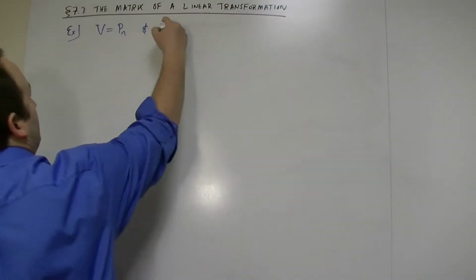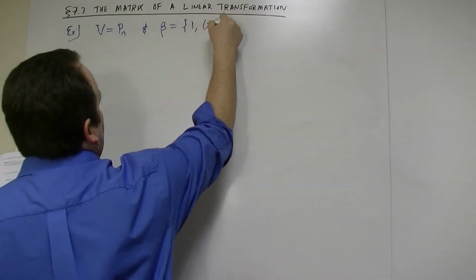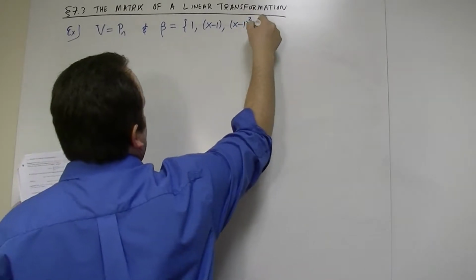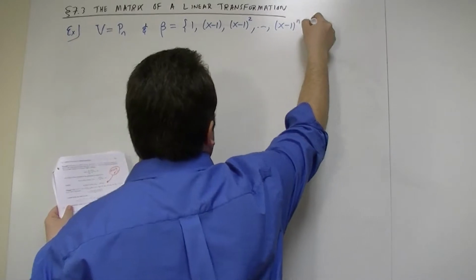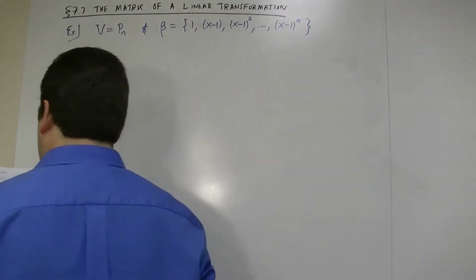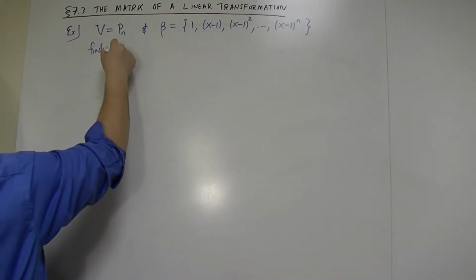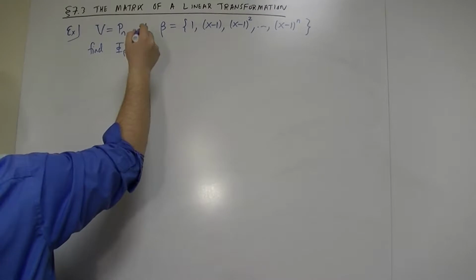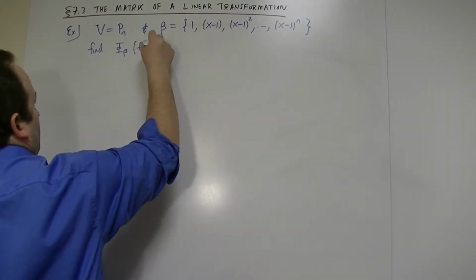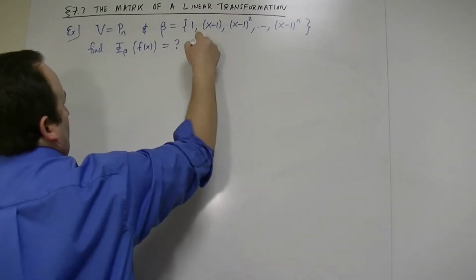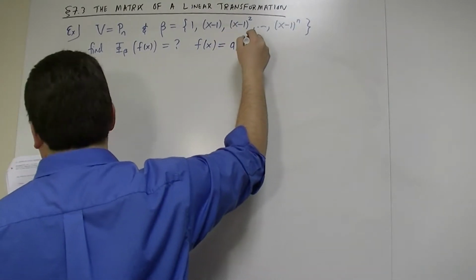Okay, so beta is equal to 1, x minus 1, x minus 1 squared, all the way on out to x minus 1 to the n power. You can say, well, find the coordinates, the coordinate mapping on f of x, where f of x, to make our life inconvenient, we'll put f of x in its standard form.